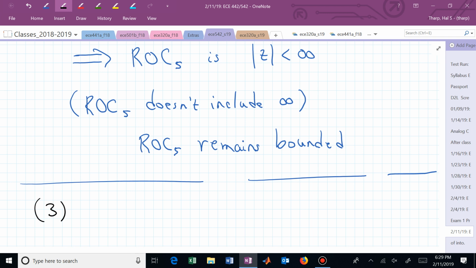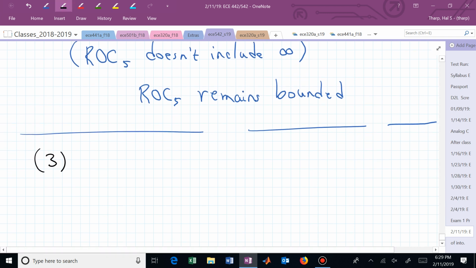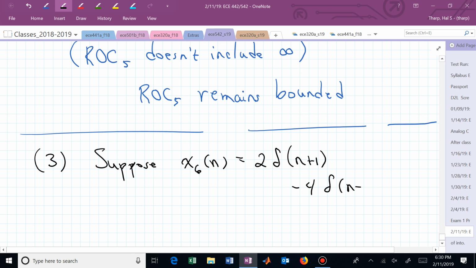Where we've looked at one extreme not being included and a second extreme, what if we combine them? What does that imply to this finite sequence? Suppose that x sub 6 of n is now 2 delta of n plus 1 minus 4 delta of n minus 1.